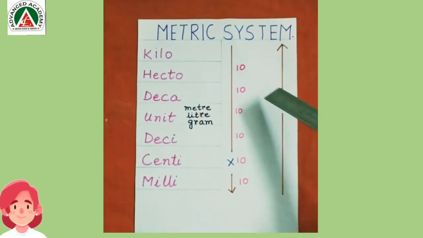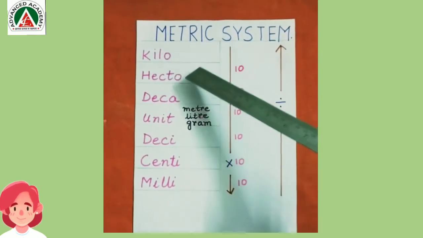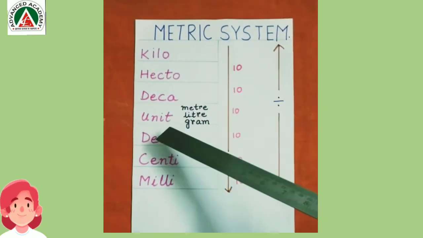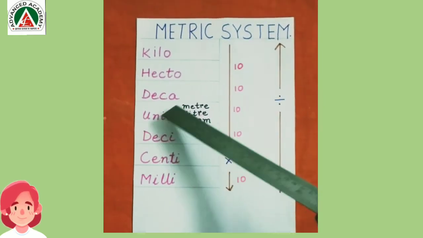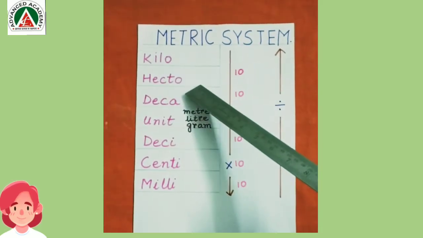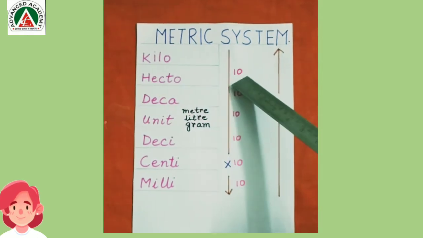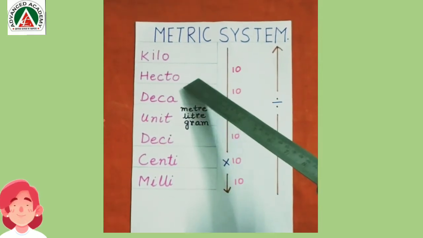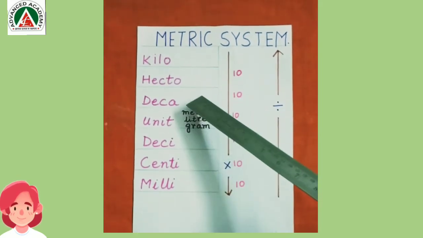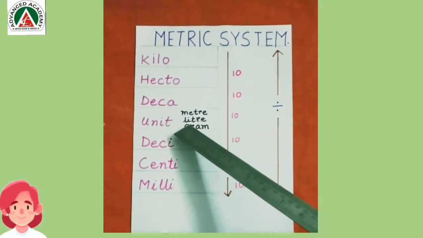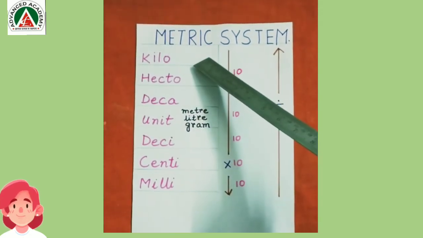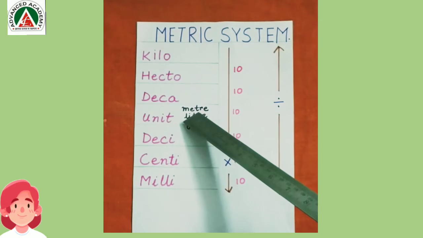For example, 1 kilo is how many hecto? 10. So let us take the base unit meter. So 1 kilometer is how many hectometers? 10. 1 hectometer is how many decameters? 10. 1 decameter is how many meters? 10. And 1 kilometer is how many meters?